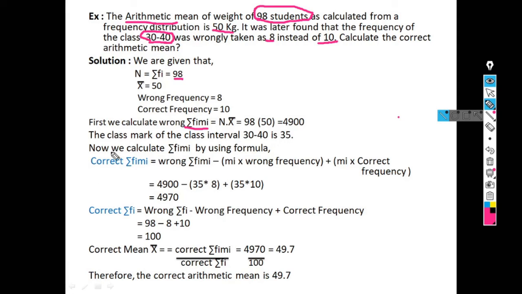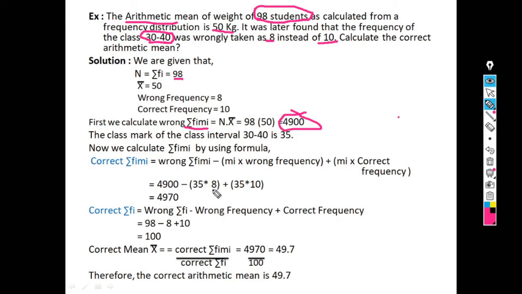Next step is we have to calculate correct fi into mi by using the formula wrong fi mi minus mi into wrong frequency plus mi into correct frequency. Wrong fi mi we already calculated, that is 4900, minus mi, the midpoint, is 35 into wrong frequency is 8, plus mi is 35 into correct frequency, that is 10.